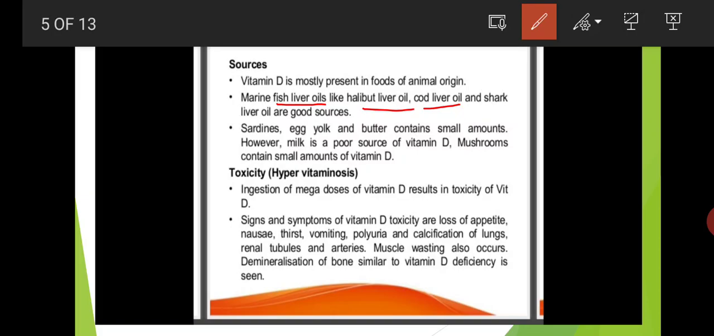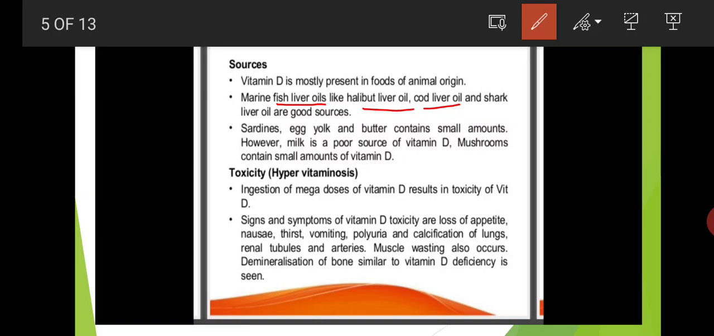And toxicity or hypervitaminosis. Ingestion of mega doses of vitamin D results in toxicity of vitamin D. Signs and symptoms of vitamin D toxicity are loss of appetite, thirst, vomiting, polyuria, and calcification of lungs, renal tubules, and arteries. Muscle wasting also occurs. Demineralization of bone, similar to vitamin D deficiency, is seen.